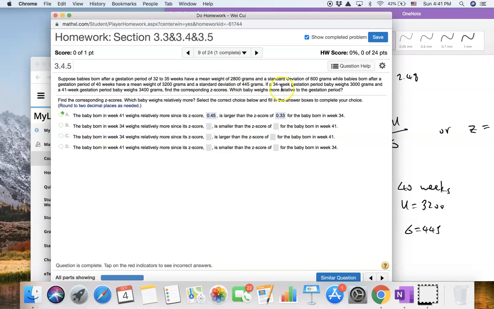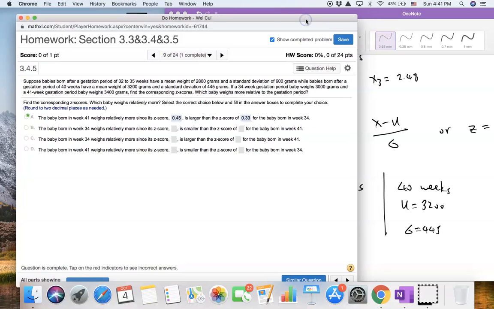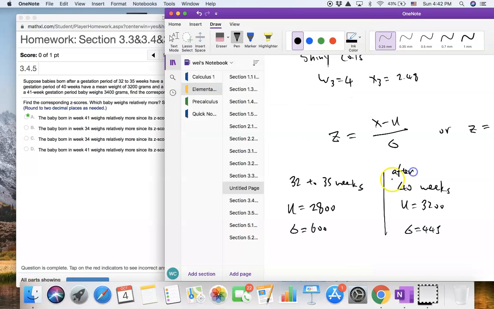Okay, so we have a baby in a 34 weeks gestation period. The baby weighs 3,000 grams, and a 41 weeks gestation baby weighed 3,400 grams. So we want to find the corresponding z-score, and we want to see which baby weighs more relative to the gestation period. So this is after 40 weeks.